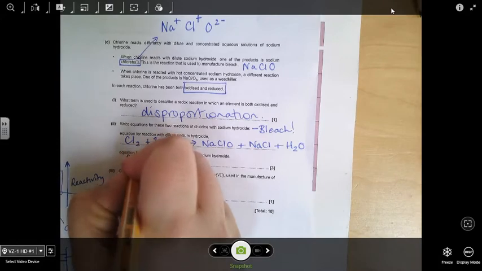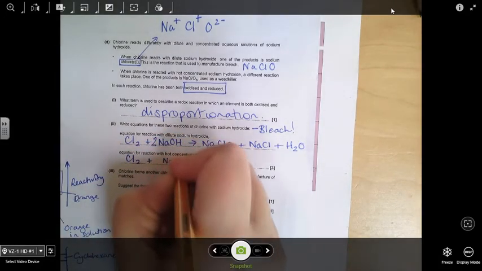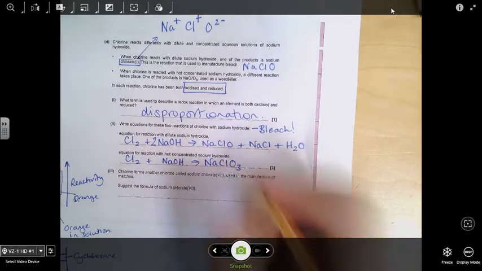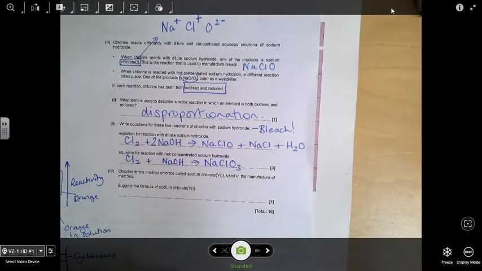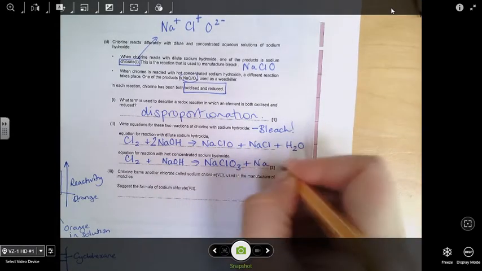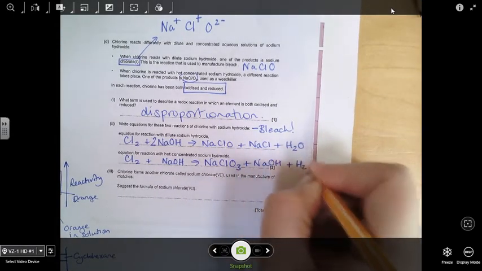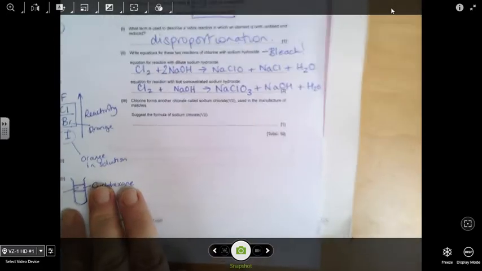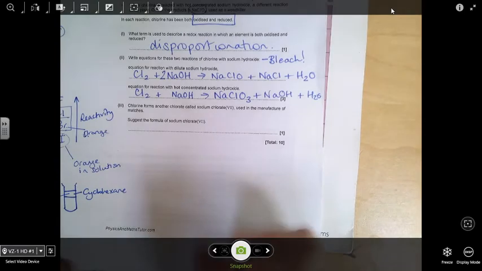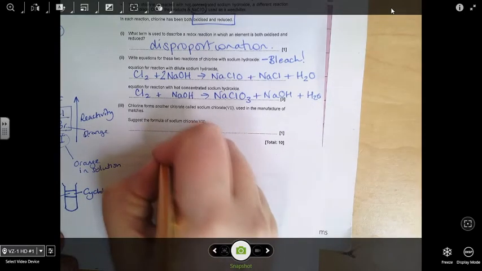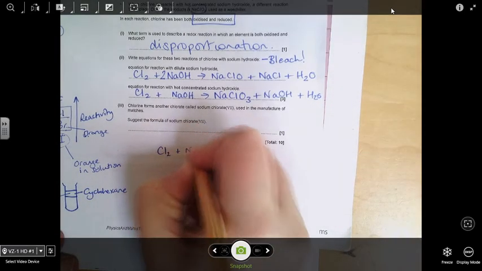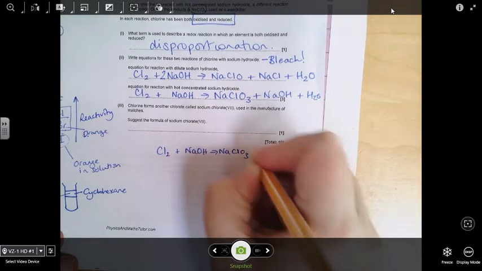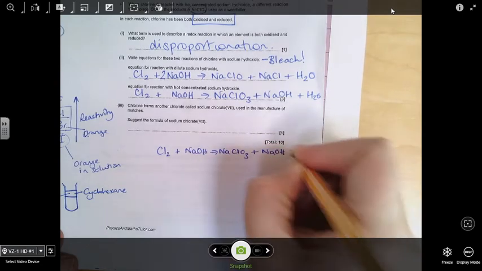Okay, the next one with the hot concentrated sodium hydroxide. So Cl2 again plus NaOH goes to NaClO3, and that's come from the question there, plus NaCl plus H2O. Now to balance this I think is a little bit more tricky, so we're going to do that at the bottom of the page. I'm going to show you a way how to do this with balancing with oxidation numbers. So Cl2 plus NaOH goes to NaClO3 plus NaCl plus H2O.